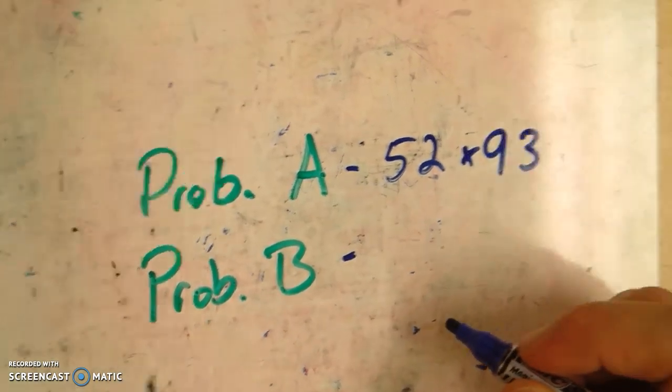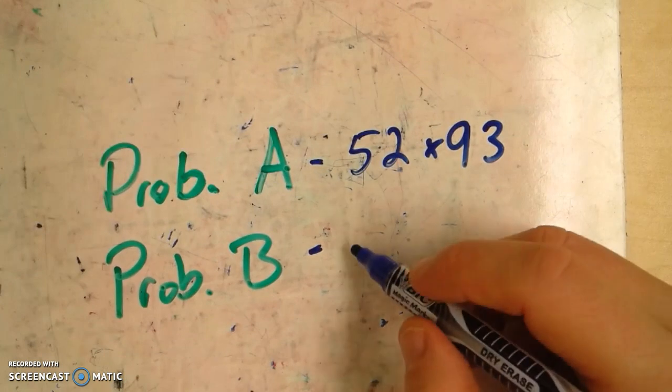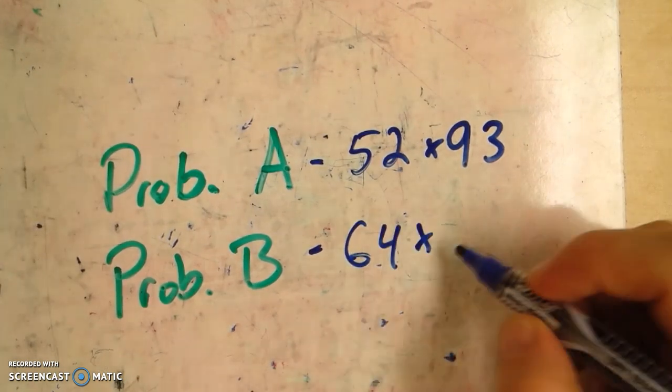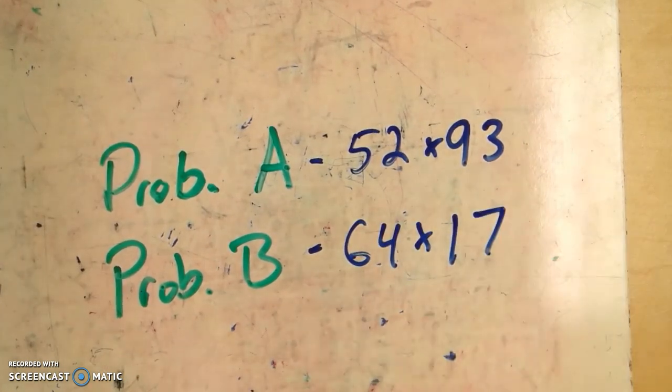All right, 52 times 93. Let's get out of that glare. And we'll do 64 times 17. All right, so problem A and problem B, solve them both and hand them in.